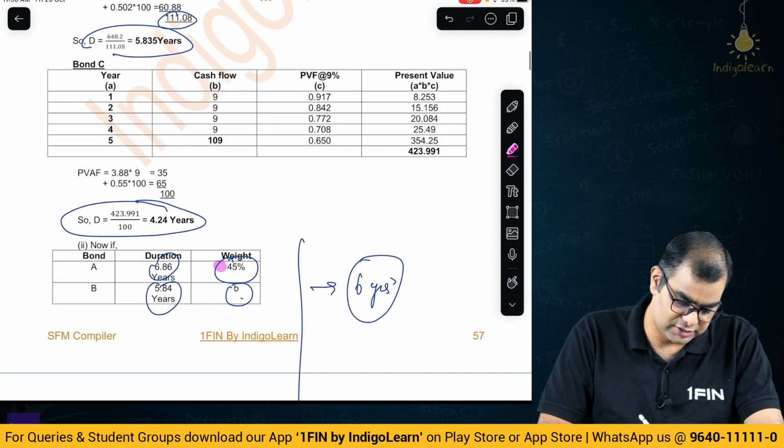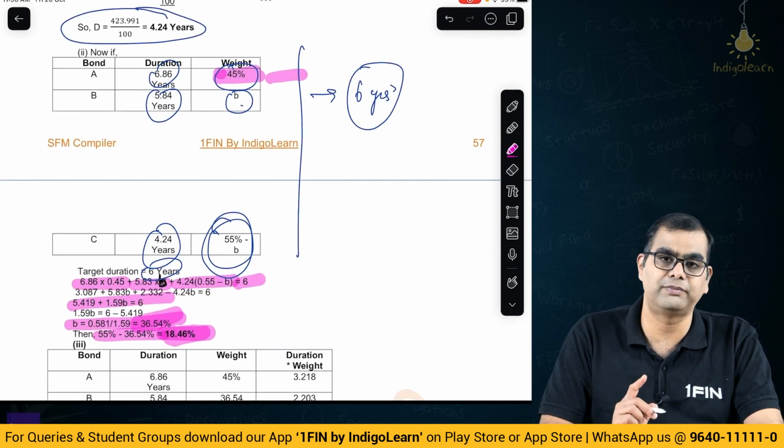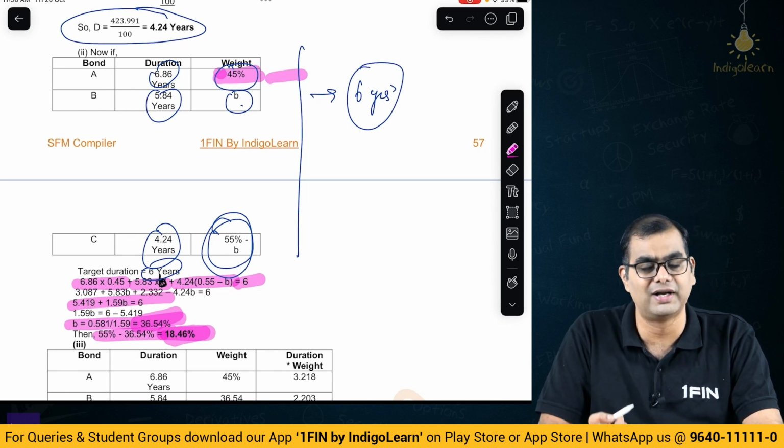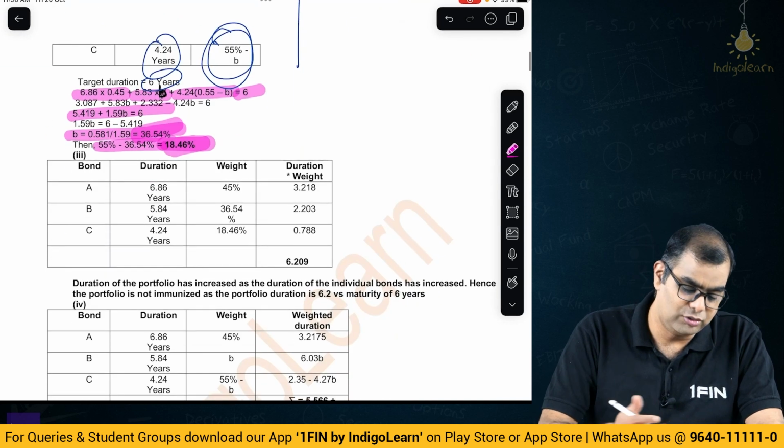So, these are the three weights of bonds A, B and C in the portfolio, such that the weighted average duration is 6 years, which means the duration of the liability is 6 years, and hence the portfolio is immunized.